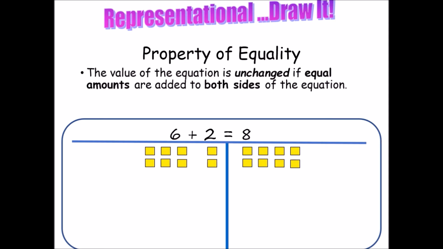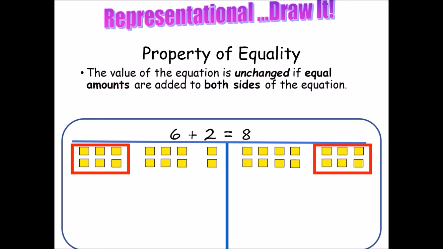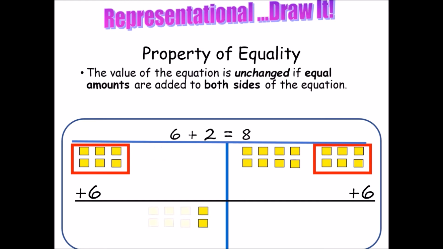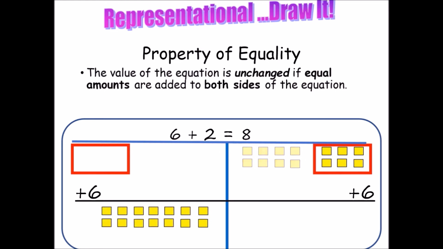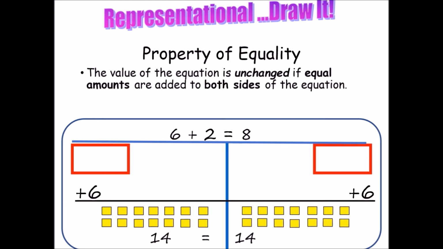Likewise, if we consider the same equation, 6 plus 2 is equal to 8, and instead of subtracting, if we consider adding 6 to the left side and adding that same value of 6 to the right side, when we combine on the left side and bring down our values, we can see that we still have a balanced equation. 14 is equal to 14.